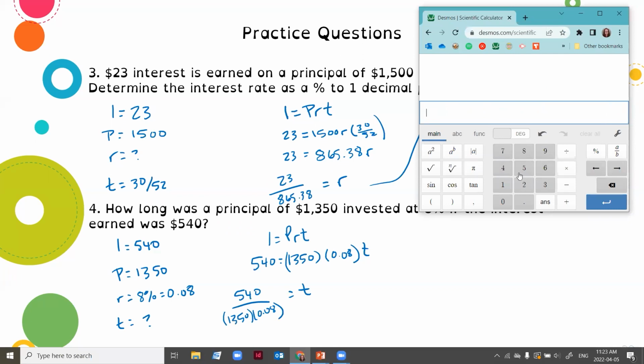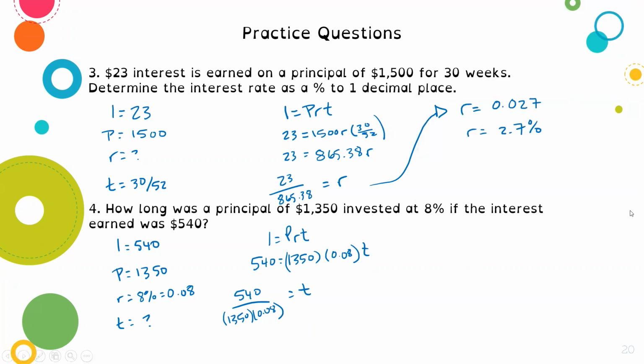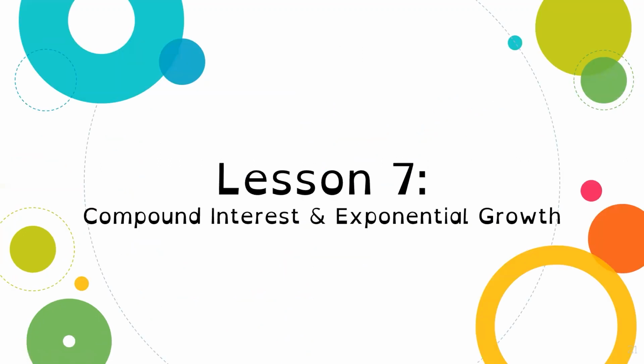So back into my Desmos calculator, 540 divided by 1,350 times 0.08, which is equal to 5. So my T is equal to 5. And because we know that time has to be in years, that's 5 years. There we go. Okay, so that was lesson 6.